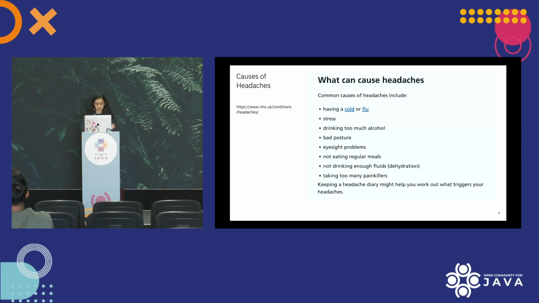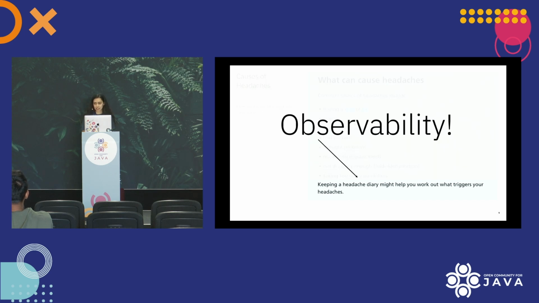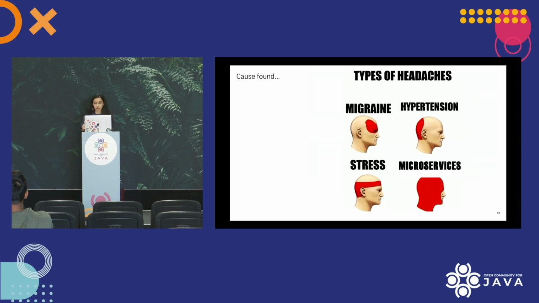The NHS also told me, keep a headache diary to help work out what triggers your headaches. And when I thought about this, I realized this is basically saying, observe what's going on in your body, what's happening for it, and therefore what's causing your symptoms. So how do we observe our applications when we're getting symptoms like inaccuracy and latency, and therefore find the cause and get rid of it? I did find the cause of my headache, by the way, and it was my microservice architecture. So that was great.